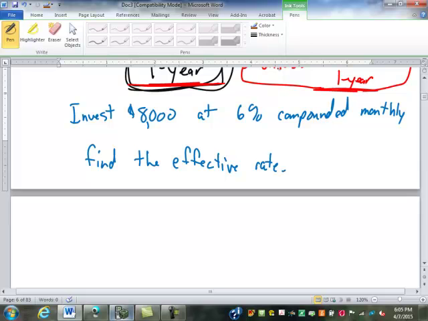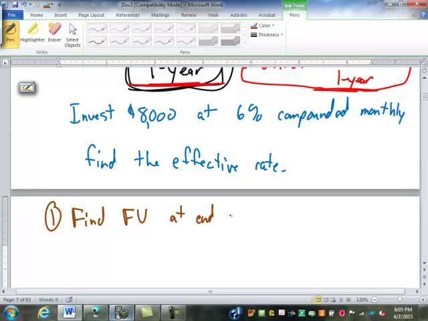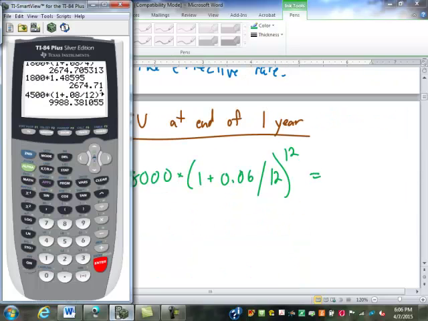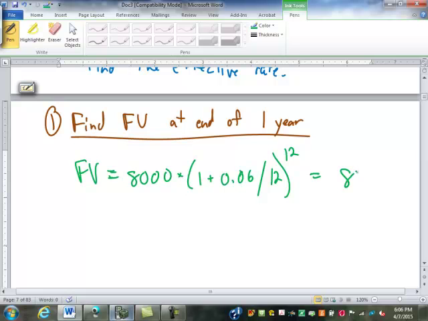So anyway, let's figure this out. Step one, I'm going to find the future value at the end of 1 year. So taking our $8,000 present value, the current value, times 1 plus 0.06 divided by 12, since it's monthly, to the power of 12, because we're only going for 1 year. This gives us 8,000 times, parentheses, 1 plus 0.06 divided by 12, to the power of 12. So at the end of that period of time, 8,493.42. Do you concur? Yes? Okay.